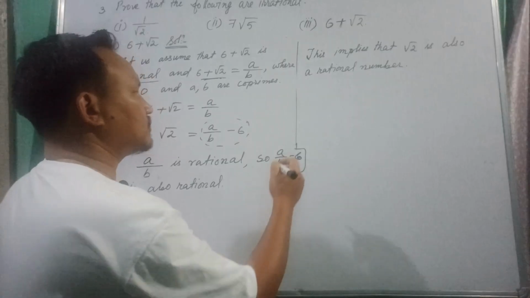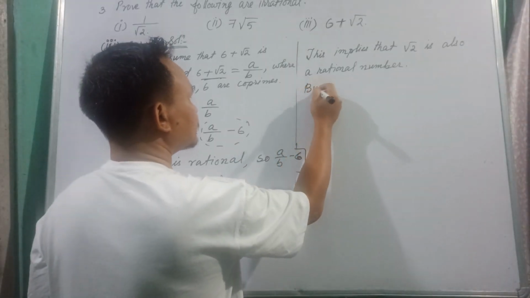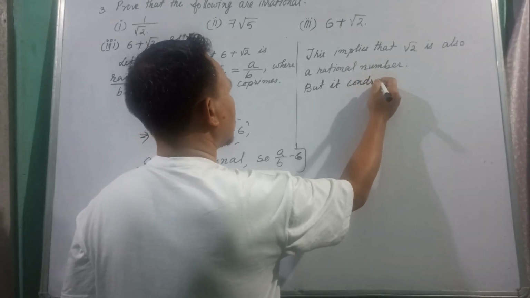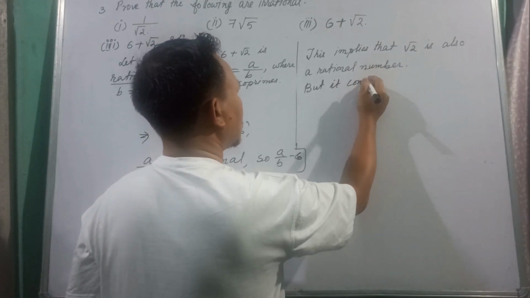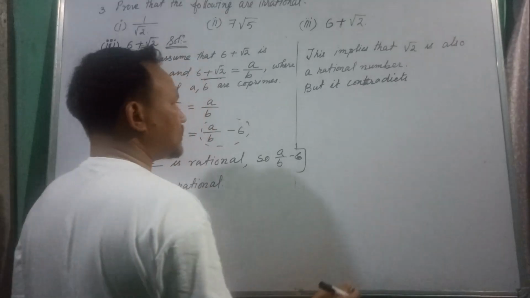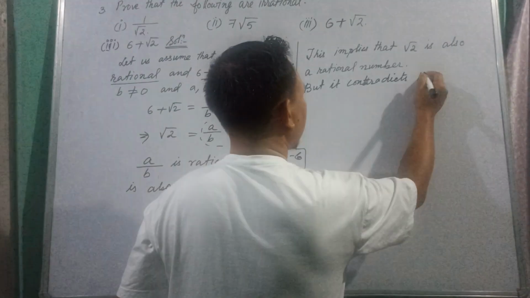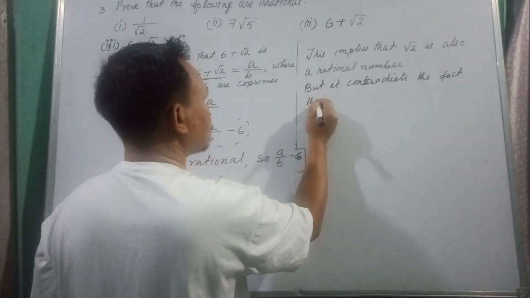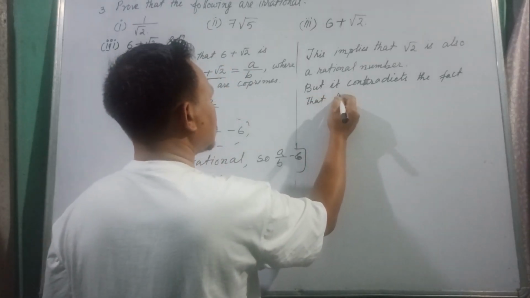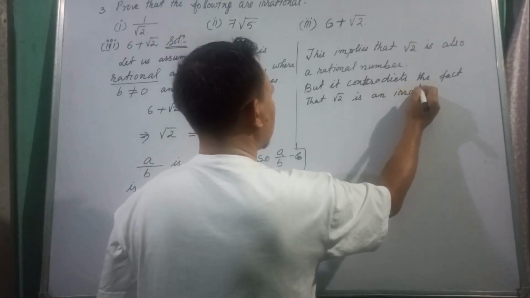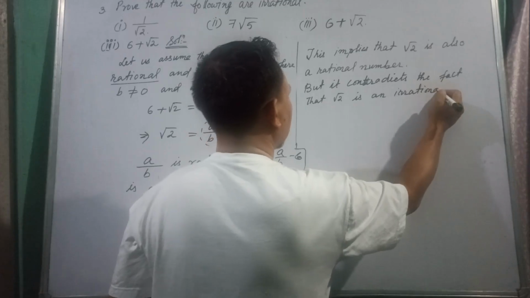But it contradicts. You know the meaning of contradicts? Contradicts means something opposite, right? But it contradicts the fact that root 2 is an irrational number.